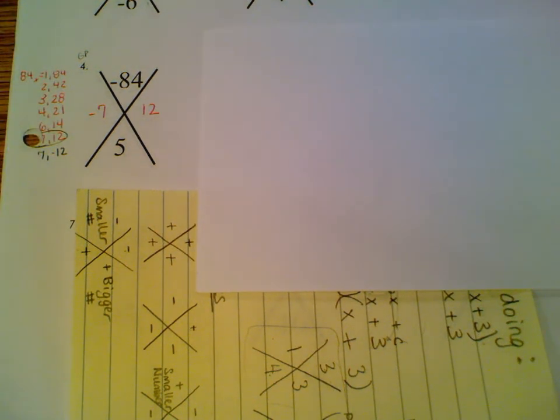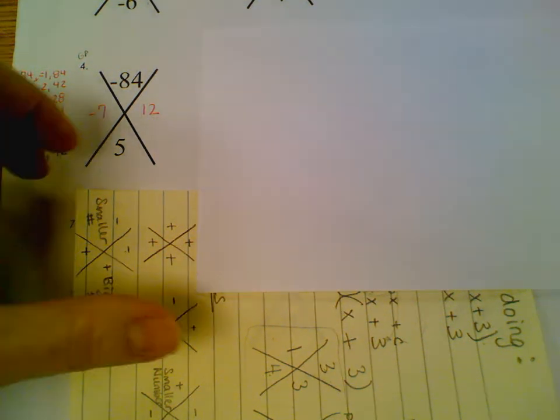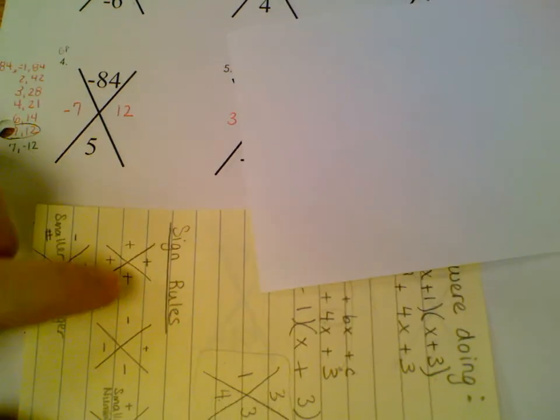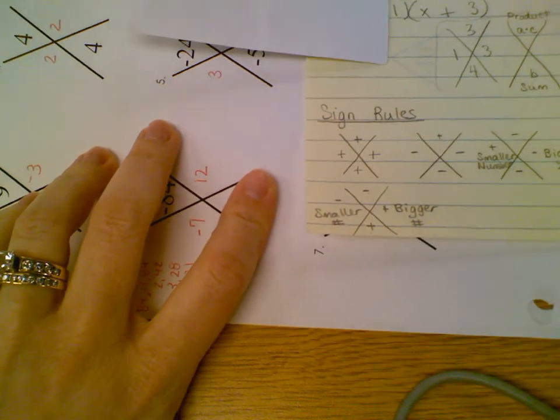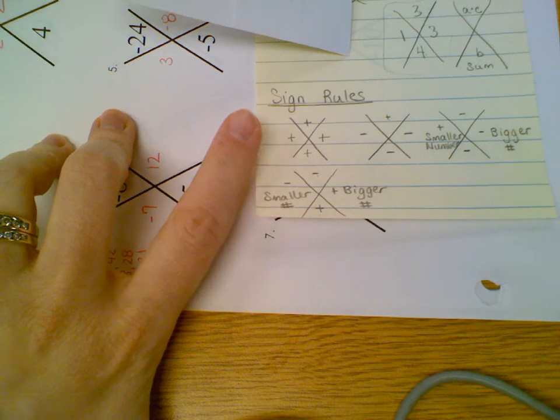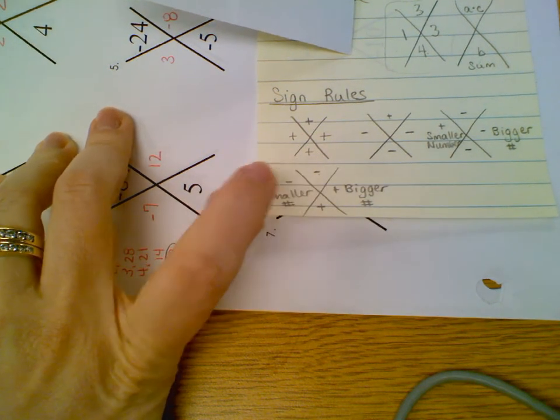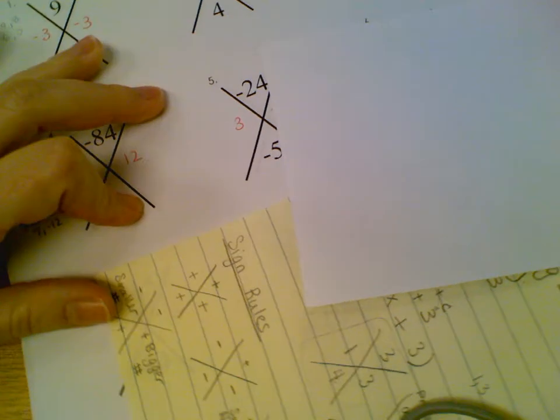Okay, so you're going to finish the rest of these puzzles on the front and the back as your homework. So just practicing finding what those numbers are. And again, I would encourage you to use these sign rules. So make sure that you've written them down somewhere because they are not on Canvas. Okay, so make sure you've written them down so you kind of have a cheat sheet to help you figure out what the signs are.